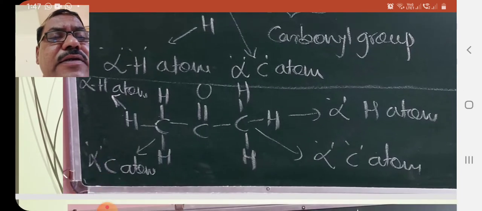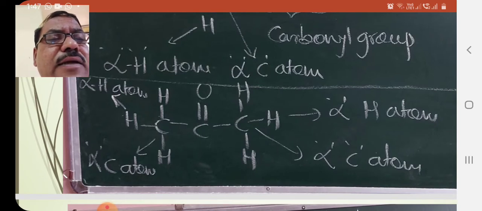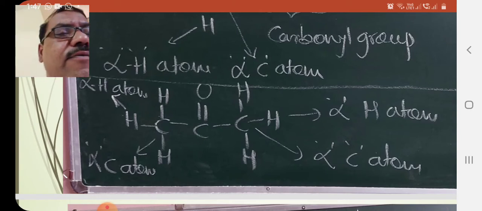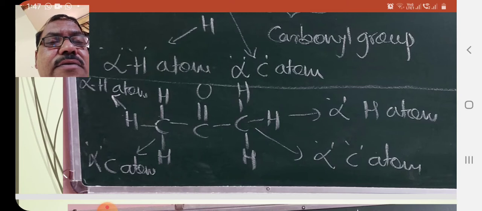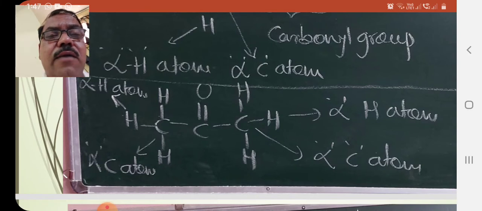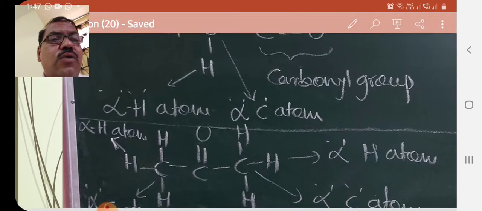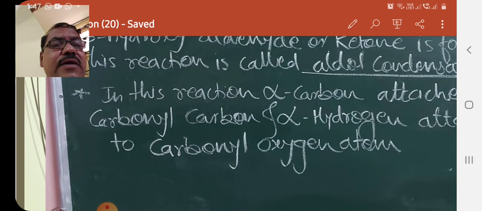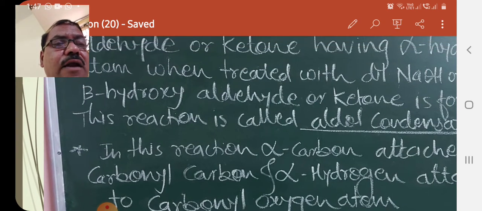In the same way, this is the structure of acetone, CH3COCH3. The carbonyl group is attached to two adjacent carbon atoms, so there are two alpha carbon atoms and six alpha hydrogen atoms. You can see each carbon is attached to three hydrogen atoms. The central carbon atom is called the carbonyl carbon atom. So the first important requirement is that aldol condensation takes place in an aldehyde or ketone which contains alpha hydrogen atoms.